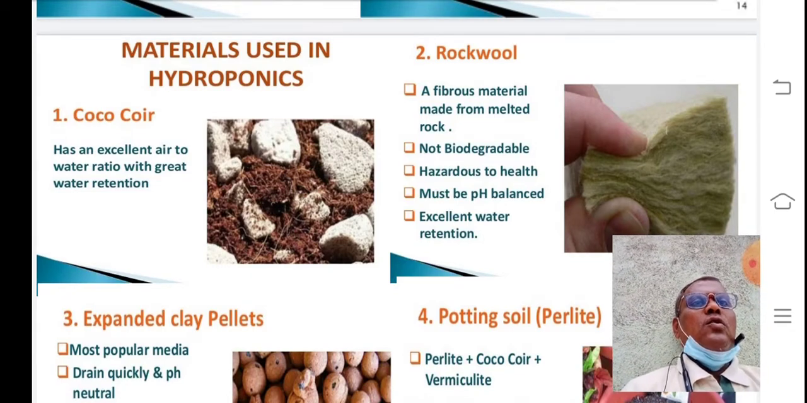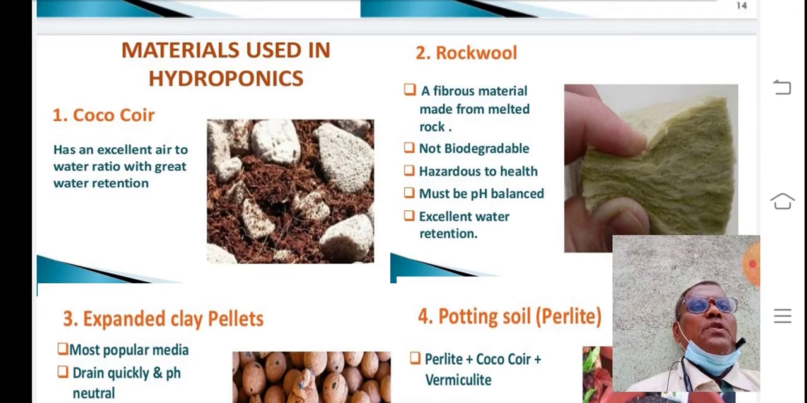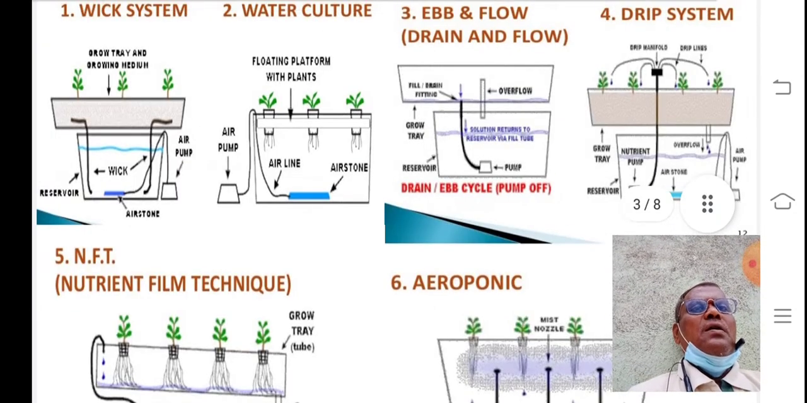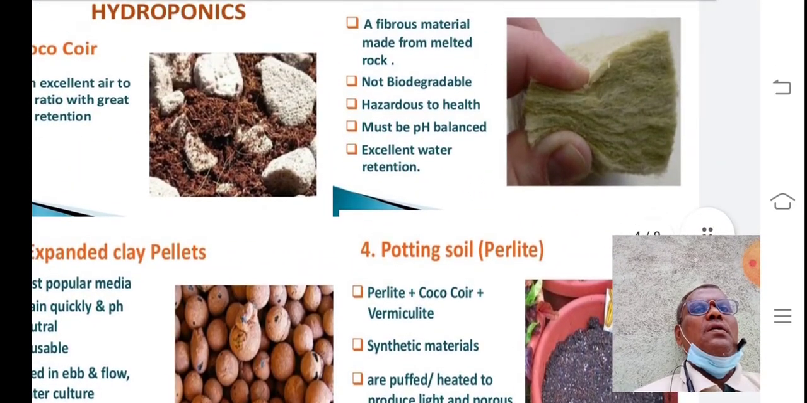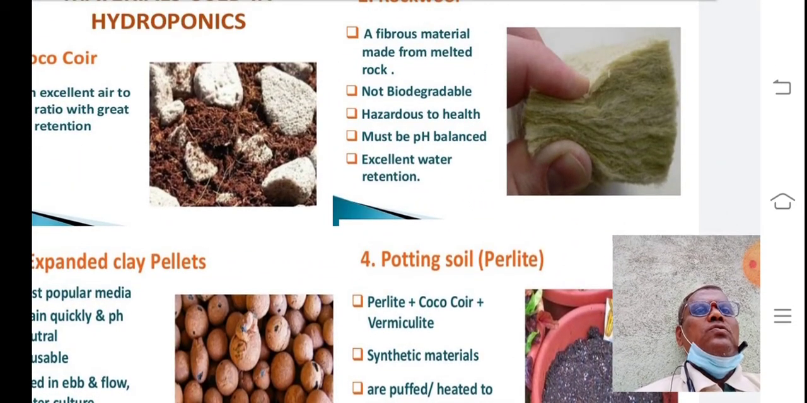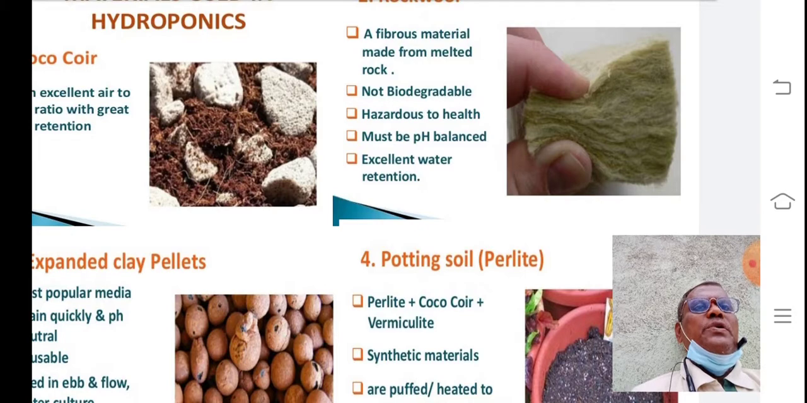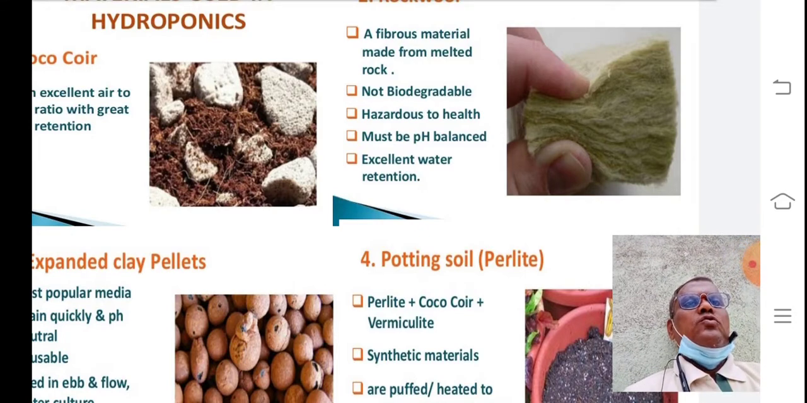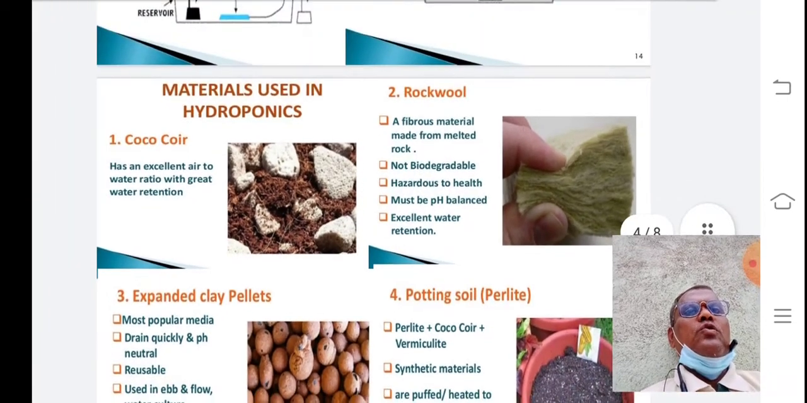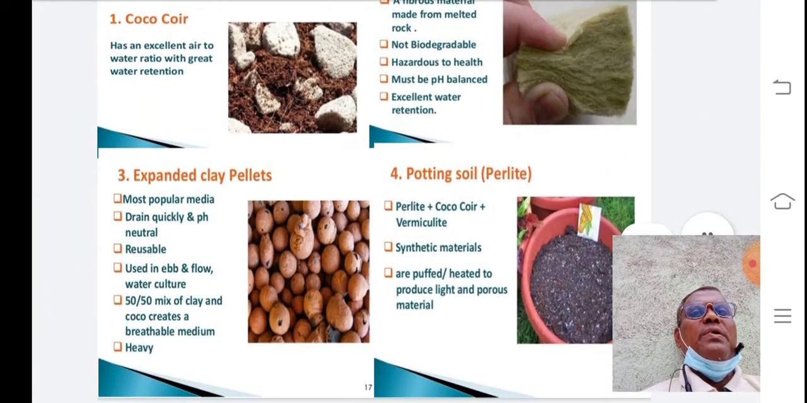Secondly, rock wool is there. So it is a fibrous material made from melted rock. It is not biodegradable. Secondly, it shows it is hazardous to health, and it must be pH balanced, with excellent water retention, right? So pH is generally neutral, neither acidic nor basic, it is balanced.